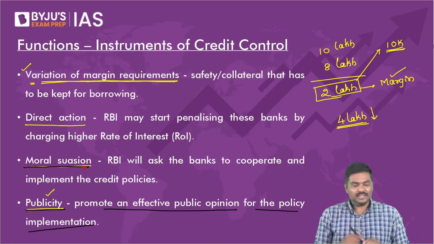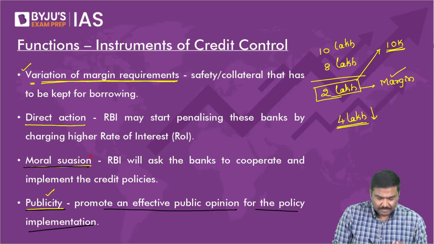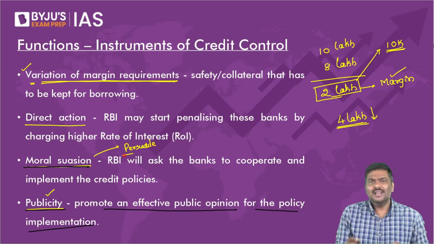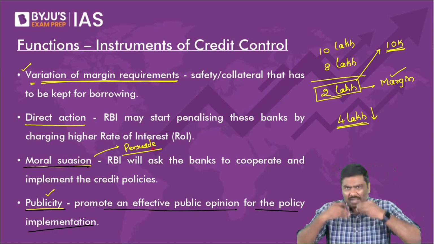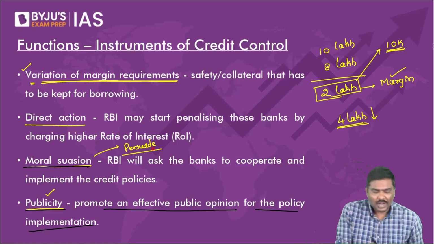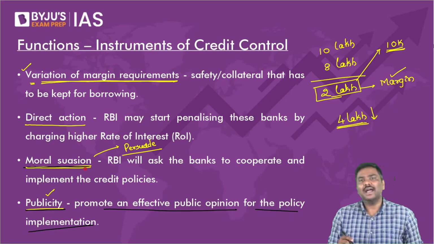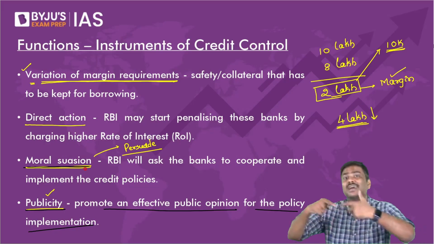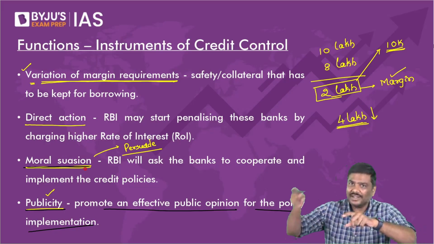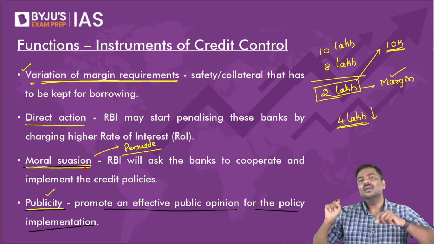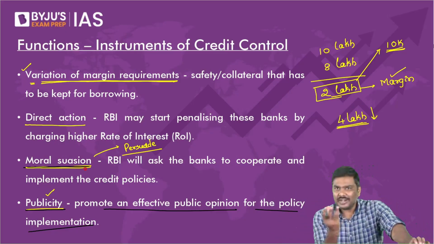Now, what is moral suasion? Moral suasion basically means trying to persuade. Persuade means asking someone to agree, trying to convince certain other people. That is called as persuasion. So under moral suasion, RBI will try to convince the banks, will try to persuade other banks which are regulated by RBI to follow all the guidelines of RBI.